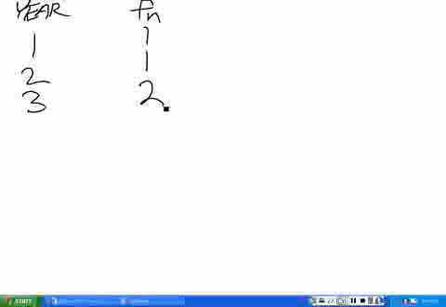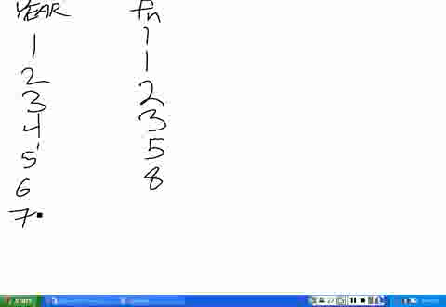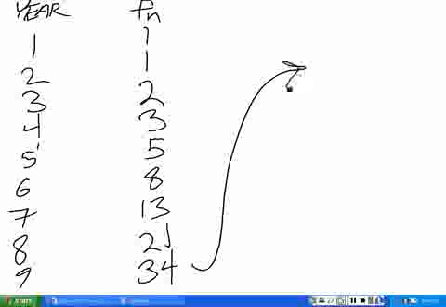Let's start with a blank sheet, and let's try to do this a little further. So year, and let's do Fn. In year 1, 1, year 2, 1, year 3, 2. In year 4, I get 1 plus 2, which is 3. This is what we saw before. In year 5, I get 2 plus 3, which is 5. In year 6, I get 8. In year 7, I get 8 plus 5, which is 13. In year 8, I get 21. In year 9, I get 34, and I can keep going and going.